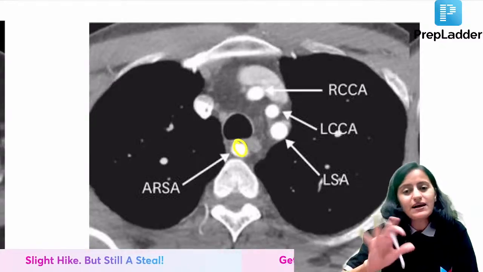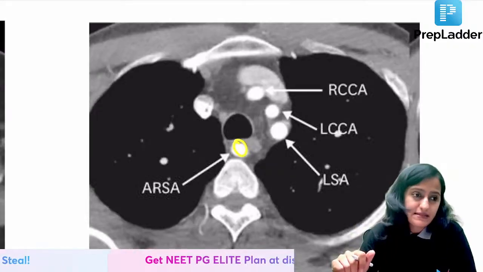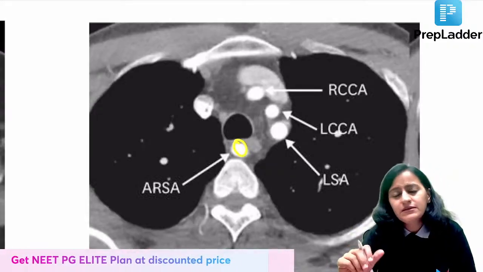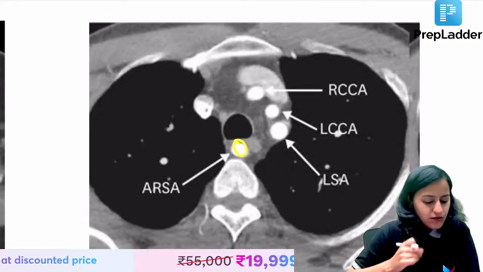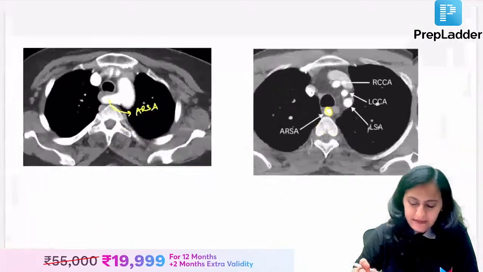Dhwani, in double aortic arch, two aortic arches will basically be seen. I'll maybe share an image with you on Telegram as well to show you that. Correct.